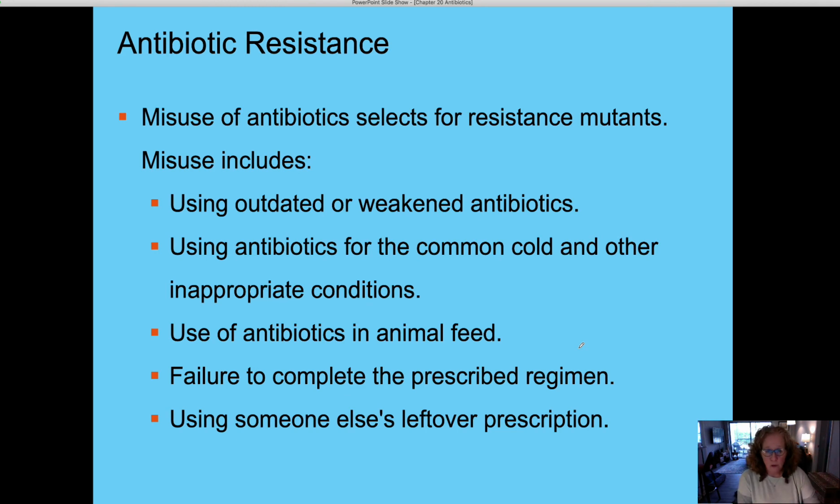The wild type are still susceptible to the antibiotic. So we use the antibiotic, we get rid of the wild type, and what's left are the mutants that have become resistant to that particular drug. What are some types of misuses that actually aid or help develop resistance, or even, I should say, promote resistance?